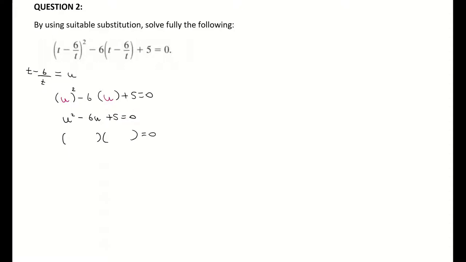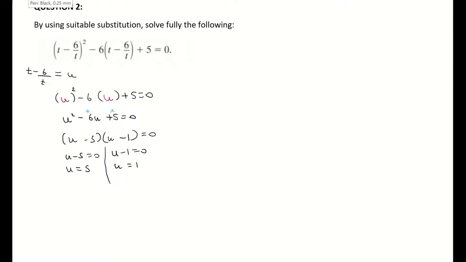So what are the numbers that multiply to positive 5 and add to negative 6? That's giving me a u multiplied by u, and a minus 5 multiplied by a minus 1, because minus 5 by minus 1 is positive 5, and minus 5 take away 1 is minus 6. So therefore, u minus 5 is equal to 0, u minus 1 is equal to 0. If I add 5 to both sides, I get u is equal to 5, and u is equal to positive 1.